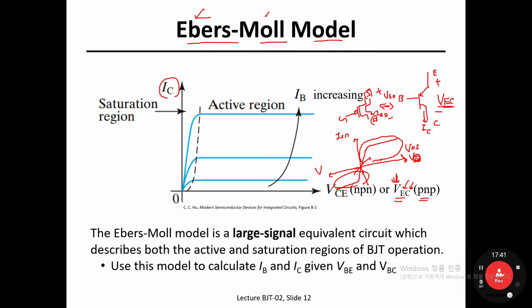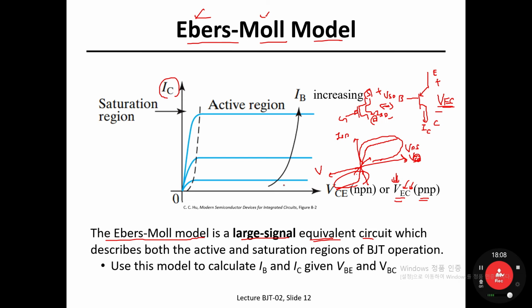That is a person's name. Okay, so the Ebers-Moll model, what is it? The Ebers-Moll model is a large signal equivalent circuit, okay, not a small signal equivalent circuit. The small signal equivalent circuit should contain the parasitic capacitive components of the BJT. But herein, I'd like to explain the large signal equivalent circuit.